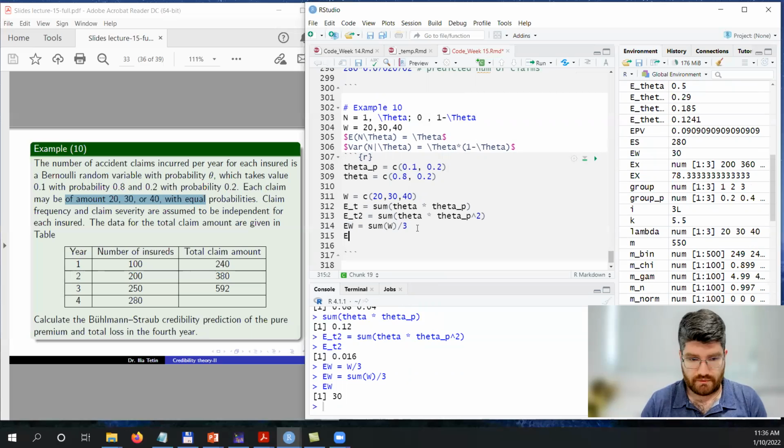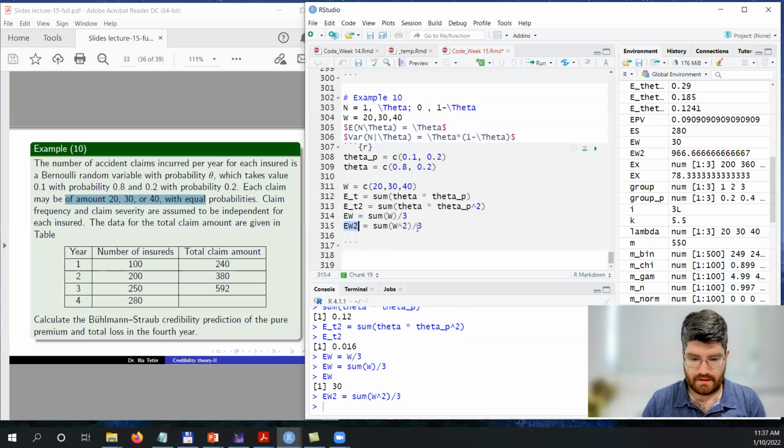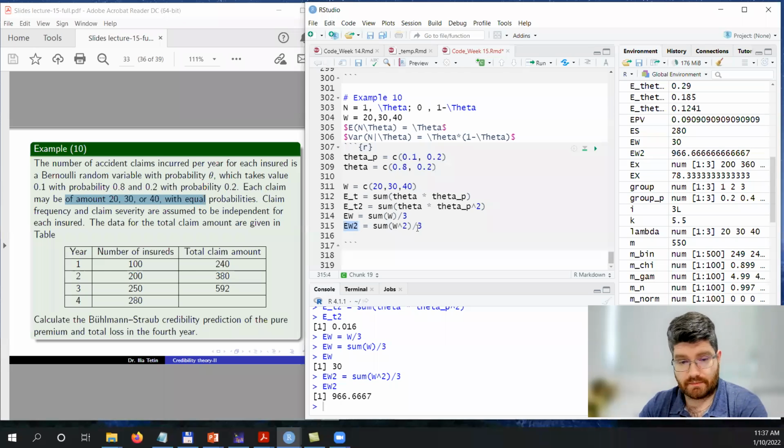And to calculate the second moment, EW2 will be the sum of W squared over 3, and EW2 is 966.67. So given that, we are ready to calculate the expected value of X given theta, and this will be 30 times theta.